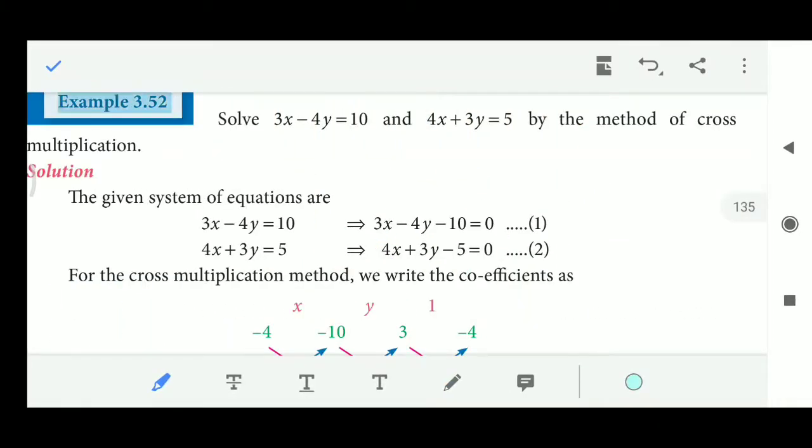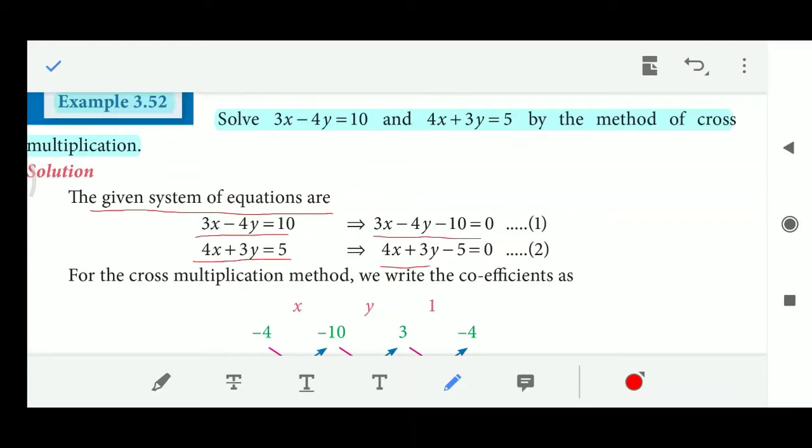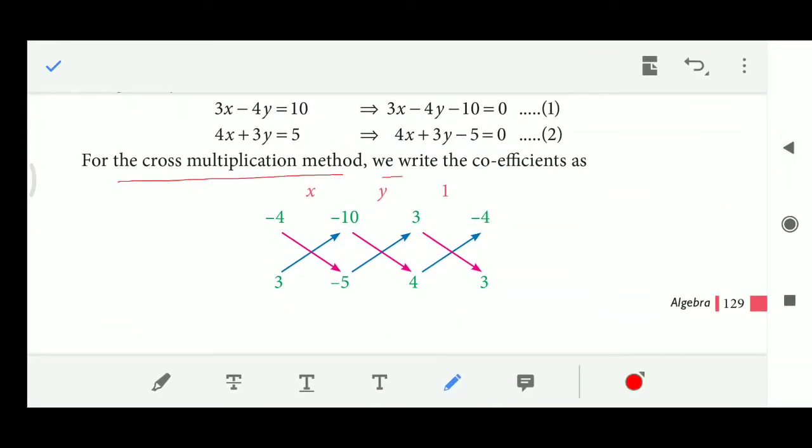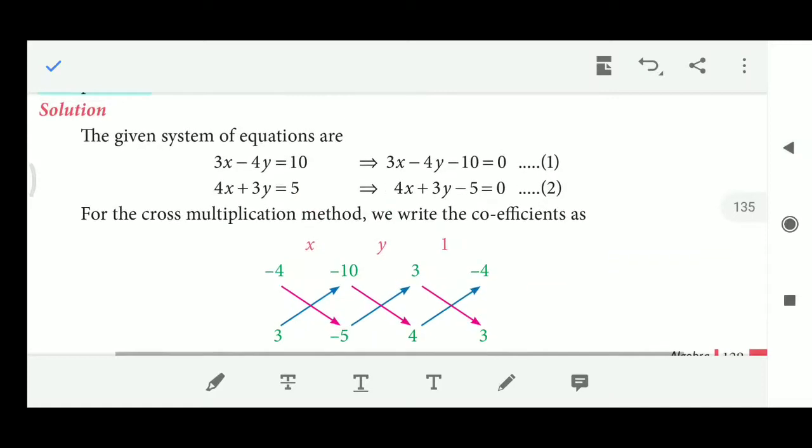Now we will see example 3.52 from the book. Solve 3x - 4y = 10 and 4x + 3y = 5 by the method of cross multiplication. The first step is to write the equations as 3x - 4y - 10 = 0 and 4x + 3y - 5 = 0, and for the cross multiplication method we write x, y and 1.